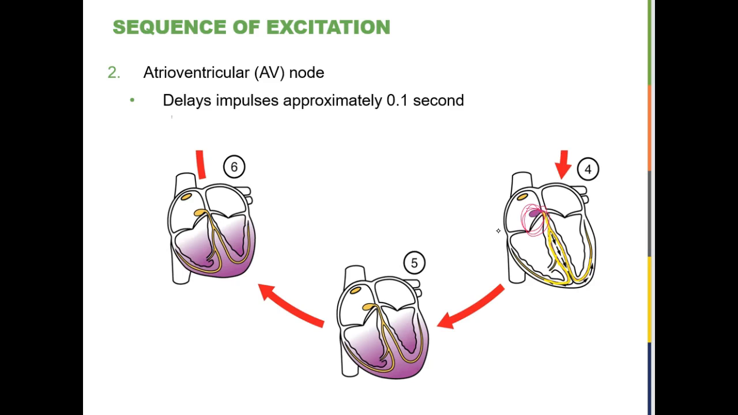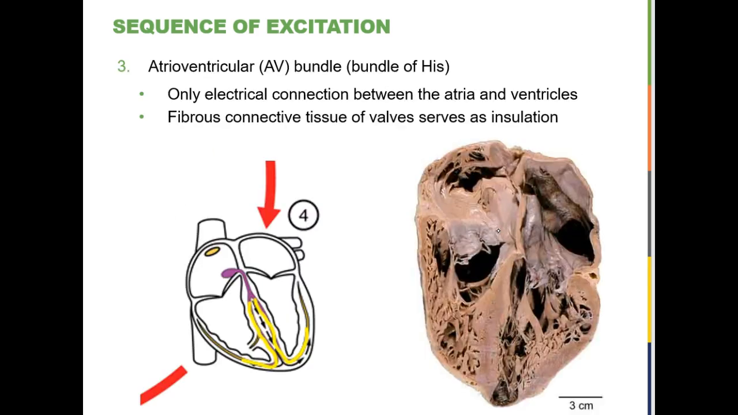So this delay in the impulse is important. I want you to put it in the essay question. The reason why it's there is because you want the atria to contract before the ventricles contract. So you want to have that brief pause in between atrial depolarization and all of this purple ventricular depolarization, so the atria have a moment to perform their contraction before the ventricles start their contraction. So it goes to the AV node, pauses there for a moment.